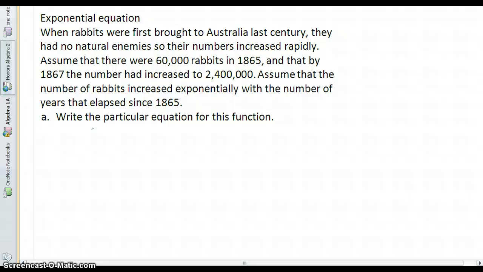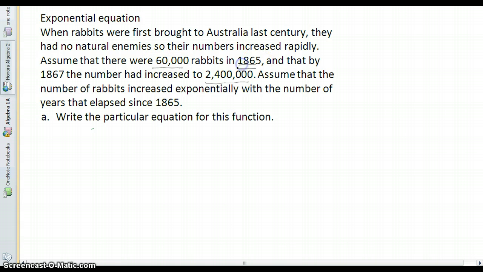In this problem, we'll be working an application of an exponential function. It says when rabbits were first brought to Australia last century, they had no natural enemies, so their numbers increased rapidly. Assuming that there were 60,000 rabbits in 1865, and then by 1867, that number had increased to 2,400,000. So we have a couple pairs of information.